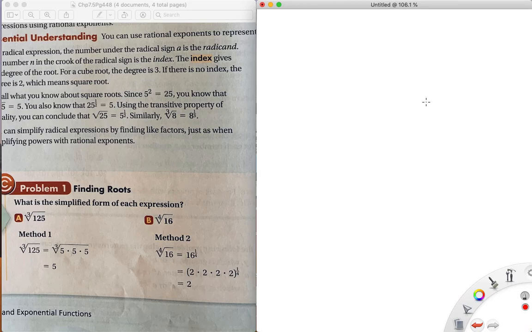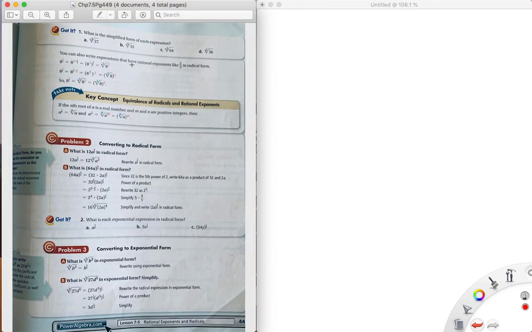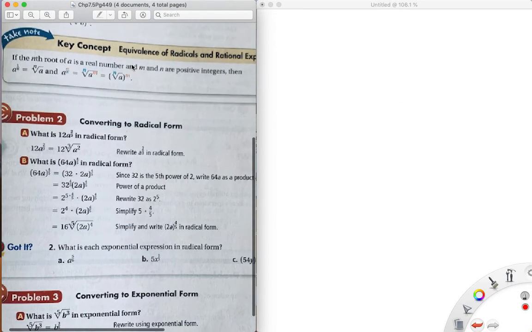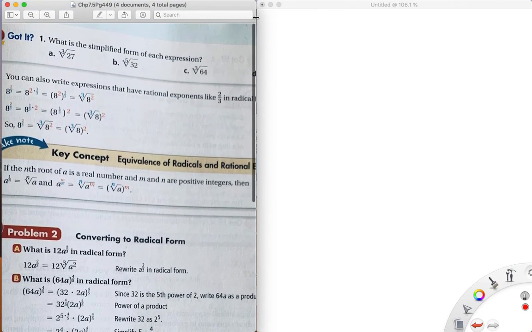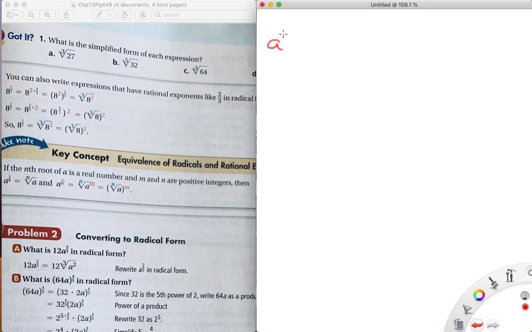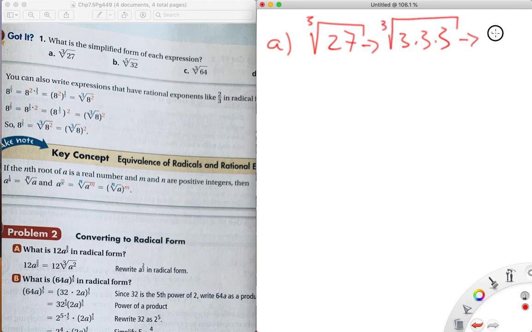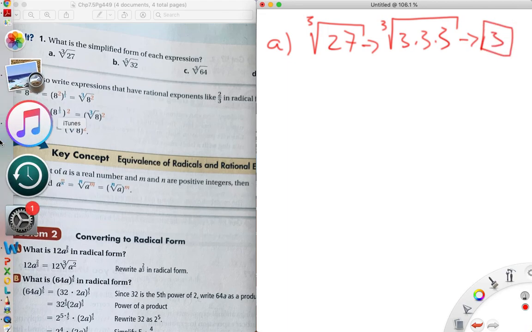Alright. So number 1. They have letter A. They have the cube root of 27. So I've got to think of a number that if I multiply it 3 times will get me to 27. And that is 3. So the cube root is 3.